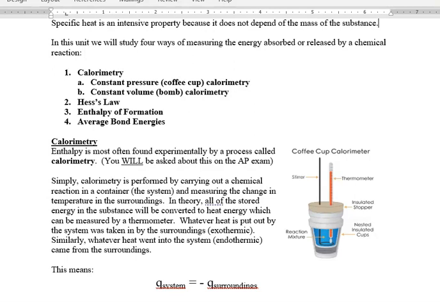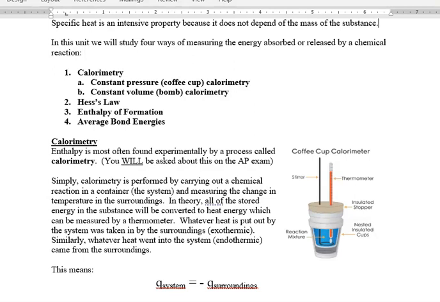Okay, none of these are that hard, but you should practice them. They're not going to ask you a lot of number questions on this test, but they could ask you bits and pieces of number questions in these, or they might just ask you conceptually to explain these. Okay, so let's start with calorimetry.